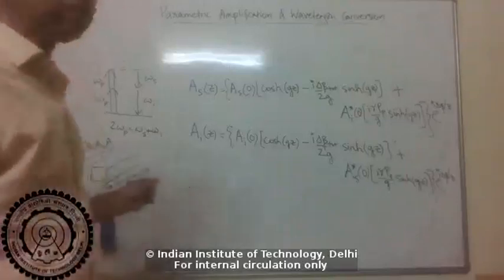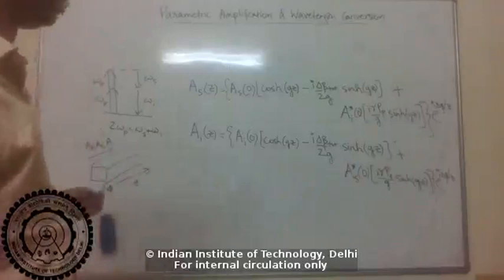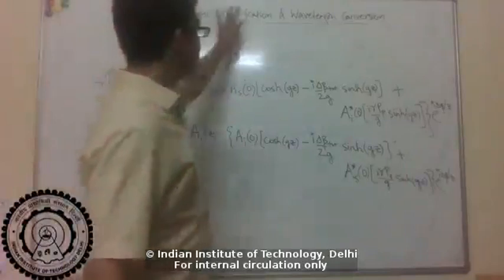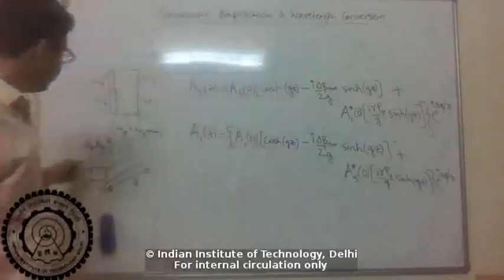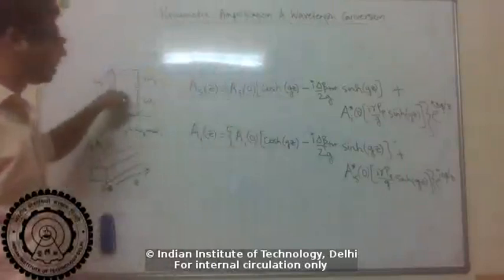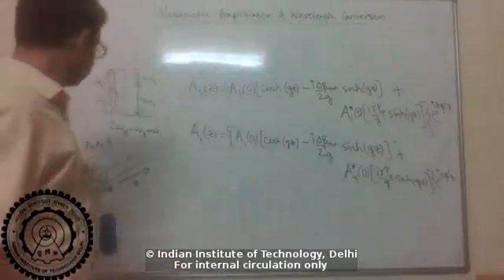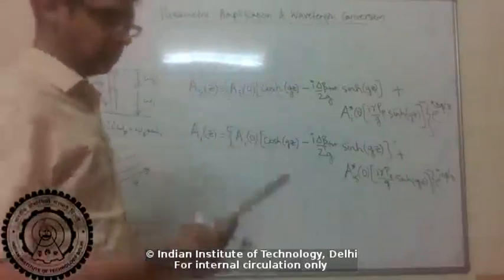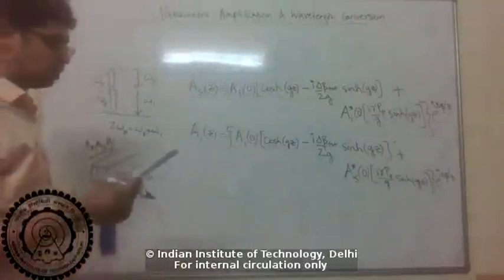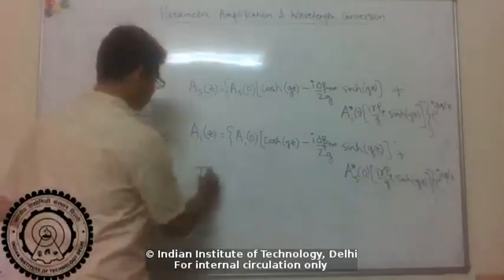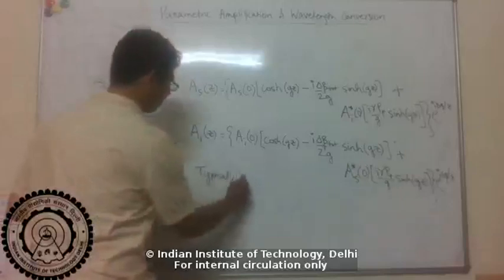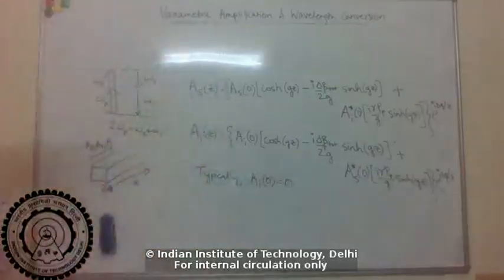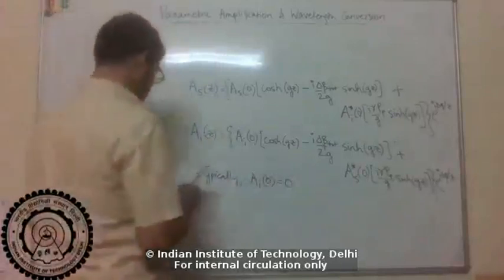So typically, the configuration which is most used for this application, parametric amplification or wavelength conversion, is that we launch only one of these weak fields, either signal or idler. So usually the field which we launch at the input, we call signal, and we basically say there is no idler launched at the input. Okay, so in most applications, typically there is no idler wave at the input.